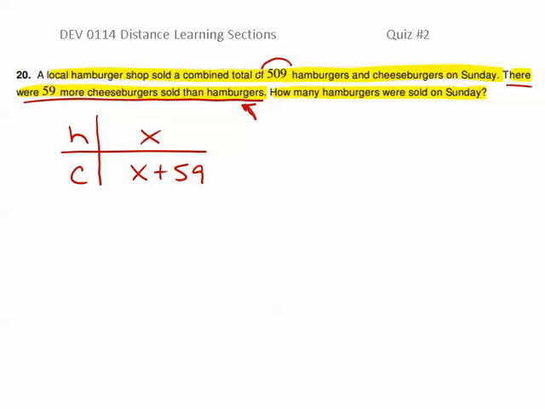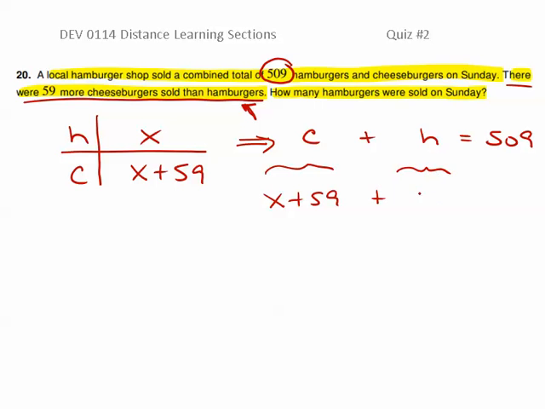Next, we're going to use how many items were sold. Altogether, they sold 509 hamburgers and cheeseburgers. So if we took the number of cheeseburgers and added the number of hamburgers, that would give us 509. So hopefully this equation makes sense. Cheeseburgers plus hamburgers equals 509. If we go to the table, the cheeseburgers is represented by X plus 59. The number of hamburgers is represented by X, and altogether that's 509.